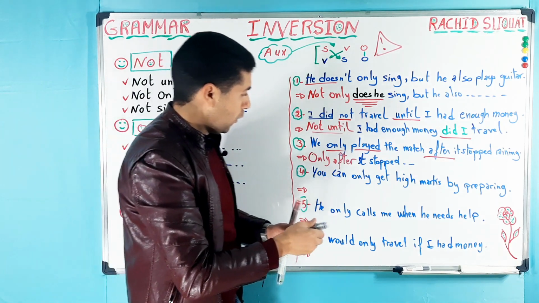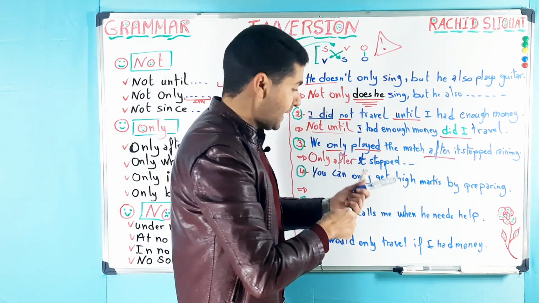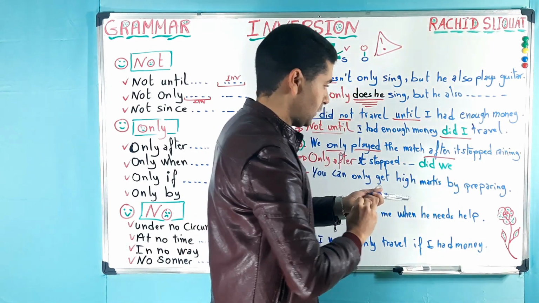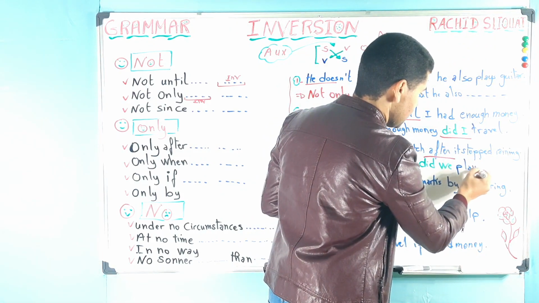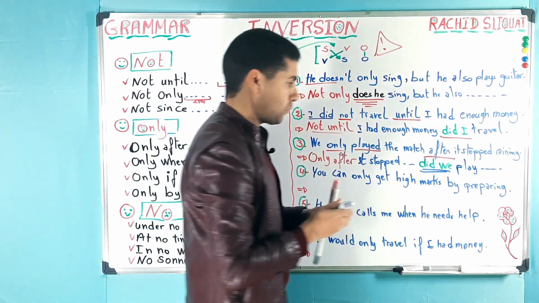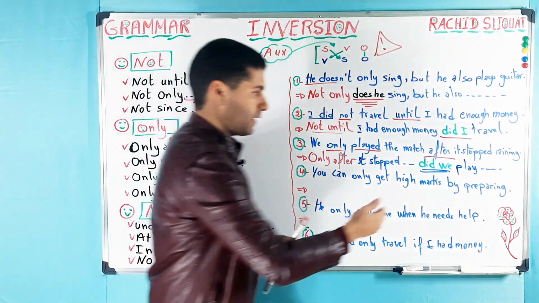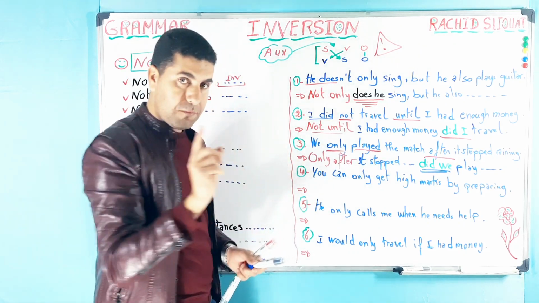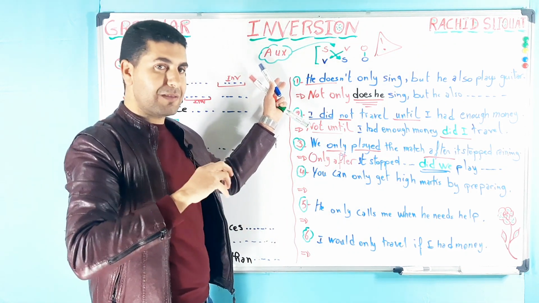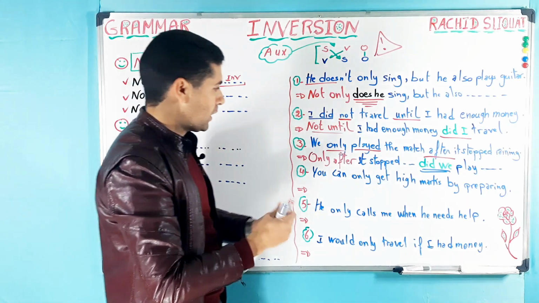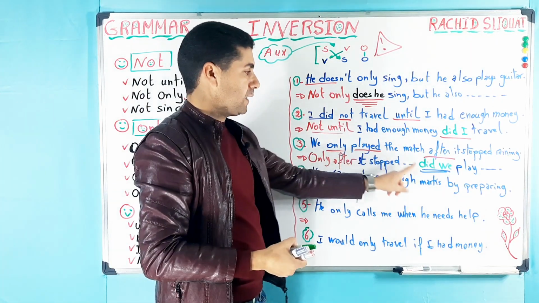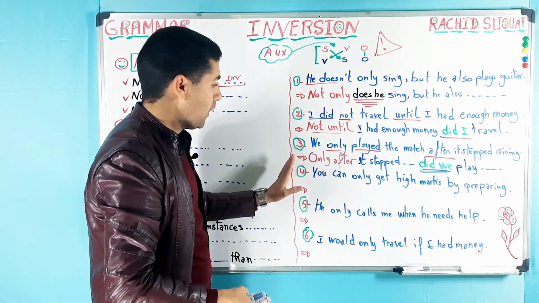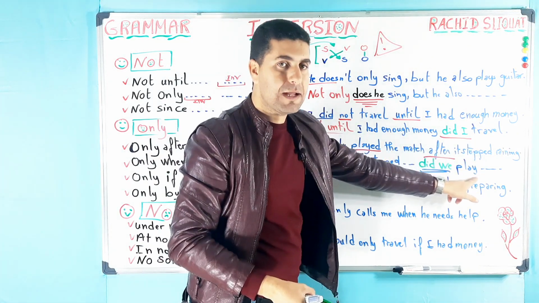So we say, only after it stopped raining did we play the match. Did we play the match? Here, did we, it is inversion and the following verb is infinitive because the did is already conjugated. So as I have already told you before, the inversion of the subject and the auxiliary. So here the sentence is in the past simple, the auxiliary verb of the past simple. Did we play the match? So only after it stopped raining did we play the match.